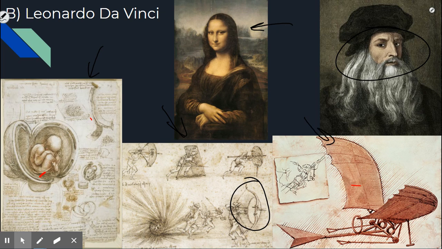And he imagined the idea of humans creating a flying machine, which was 100% non-functional, but kind of a cool idea. And so by dabbling in all these different things, Leonardo represents the Renaissance man, and he shows the Renaissance values of realism and humanism.